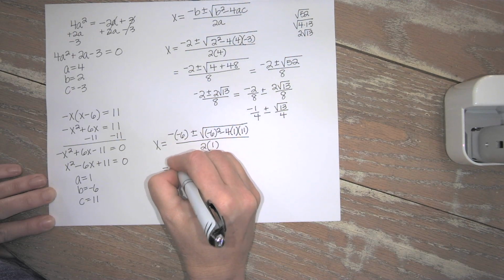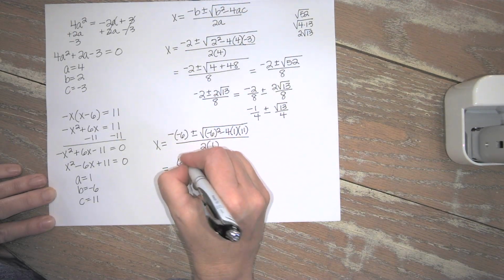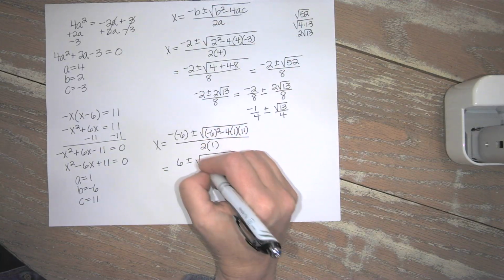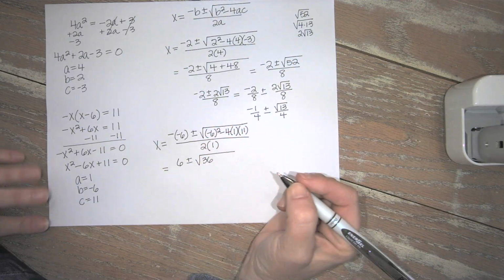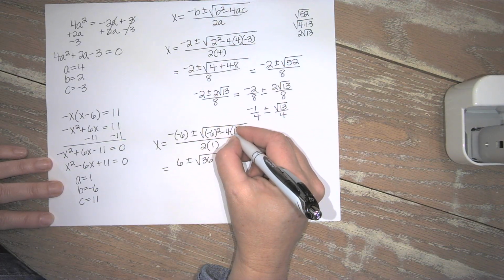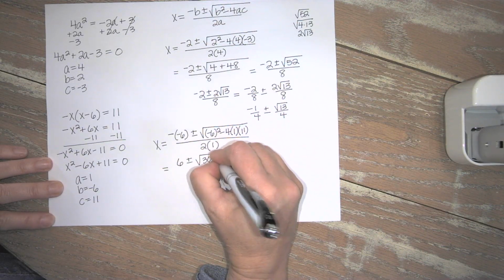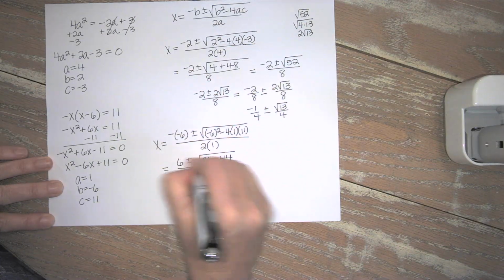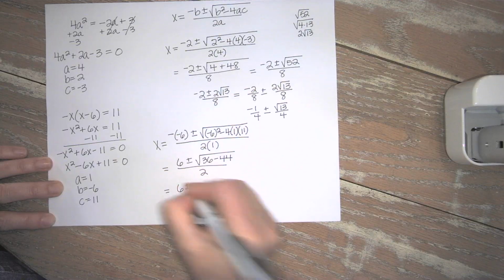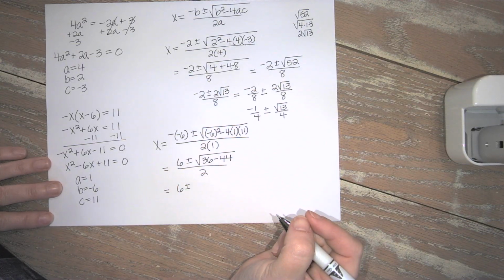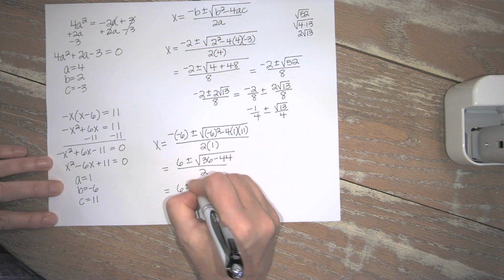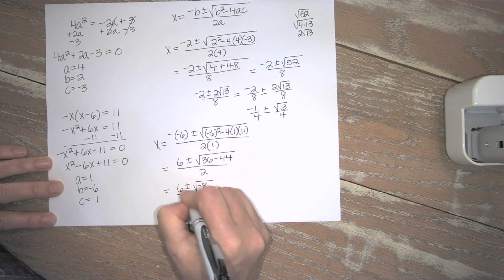Okay, so we end up with positive 6 here, plus or minus, under the radical we have negative 6 squared, which is positive 36. Negative 4 times 1 is negative 4, times 11 is negative 44, all over 2. Well, here we're going to end up with 36 minus 44, which is going to be negative 8 under the square root.